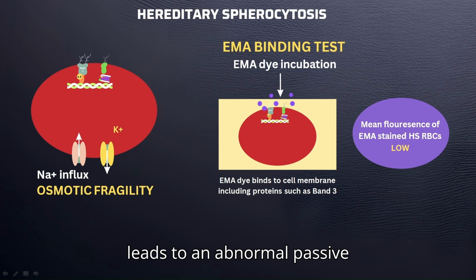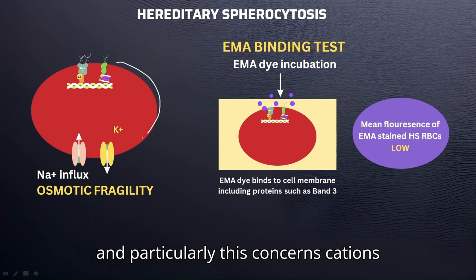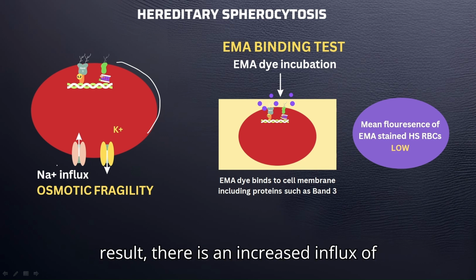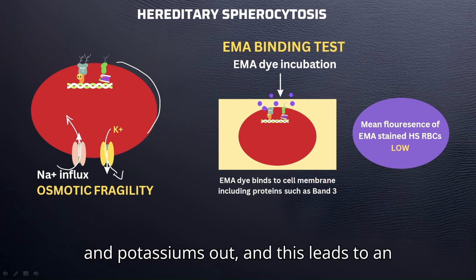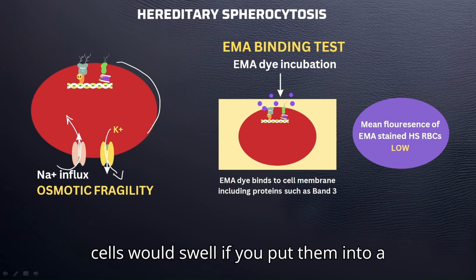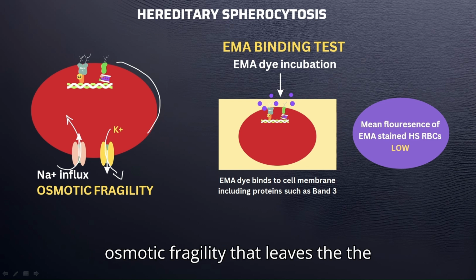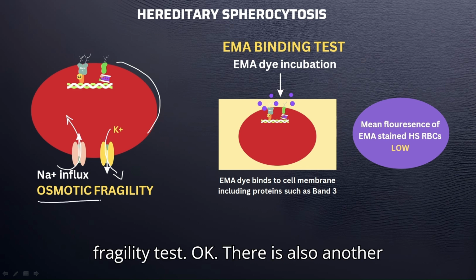The defect also leads to an abnormal passive permeability of the cell membrane, and particularly this concerns cations such as sodium and potassium. As a result, there is an increased influx of sodium into the affected red blood cells and potassium out. And this leads to an osmotic imbalance. That is, these cells would swell if you put them into a hypotonic solution, creating an osmotic fragility that leaves the cells vulnerable to lysis. It is based on this that we have the osmotic fragility test.